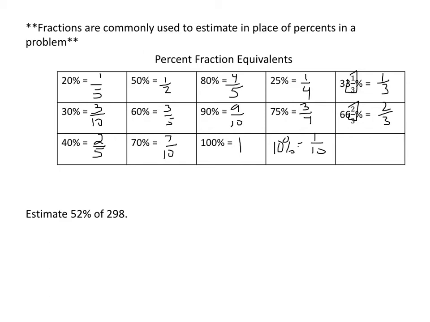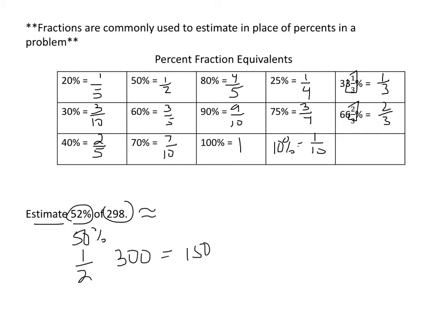Alright, so now let's look at an example. We want to estimate 52% of 298. So once again, because we're estimating, we can use rounding. 52% is pretty close to 50%, which is the same as half of a number. 298, we could use that, but a better number to make it easier would be 300. Half of 300 would be 150, so 52% of 298 would be about 150.